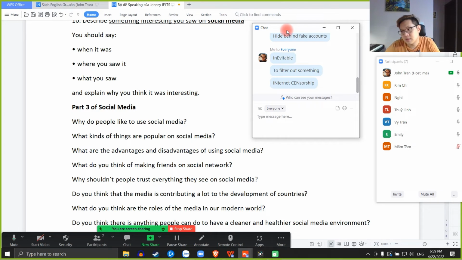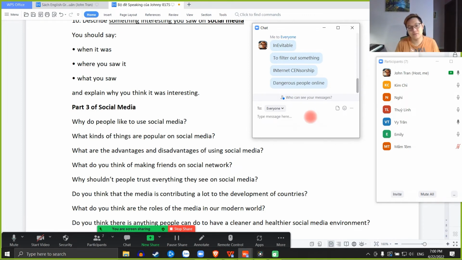So yeah, there could be many dangerous people online, you know? Dangerous people online, scammers, the fraudsters. Well, and there could be even very toxic people online too. Toxic people.